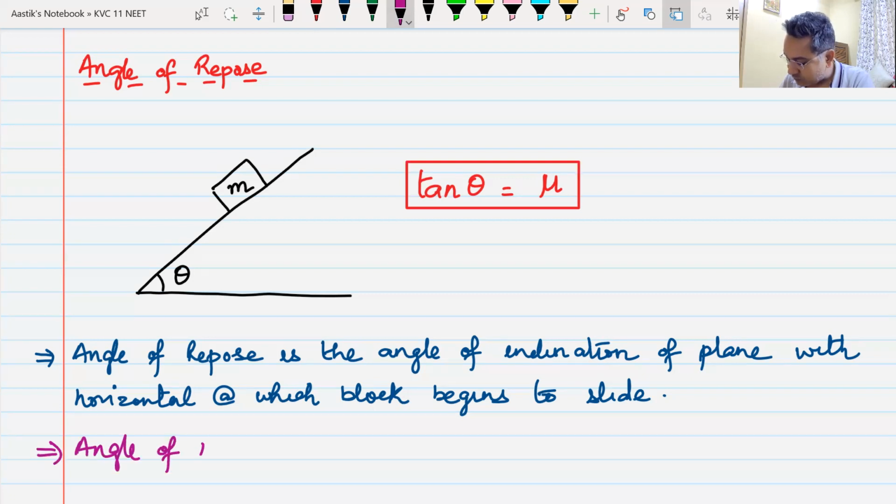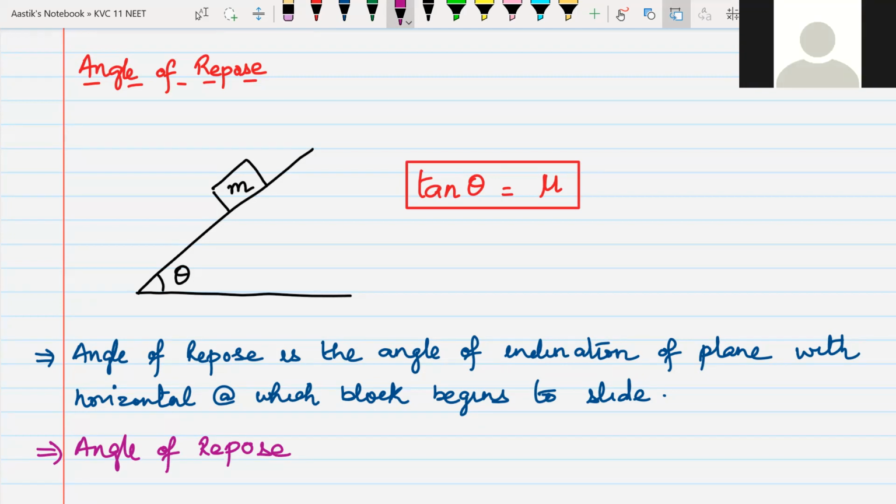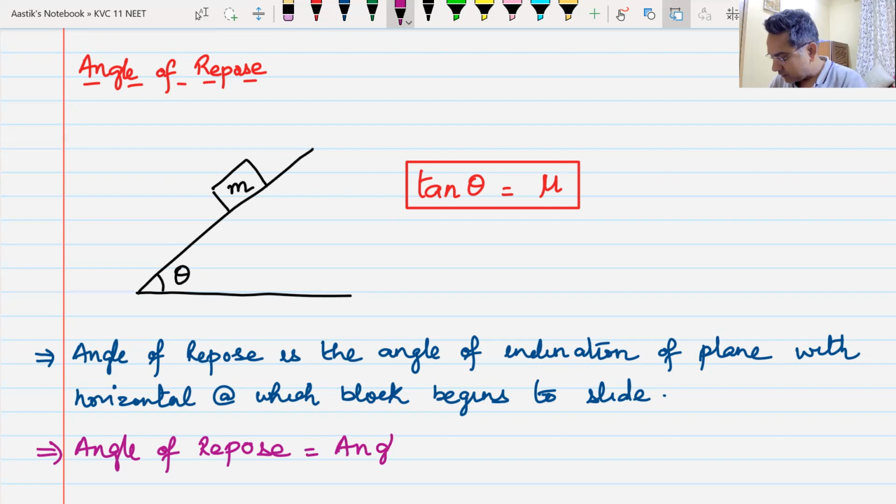We had also seen one more angle in the first class. What was that angle that we saw in the first class? This is angle of repose. What was that angle? Angle of friction. So remember, this angle of repose is equal to the angle of friction. Both the angles are actually same.